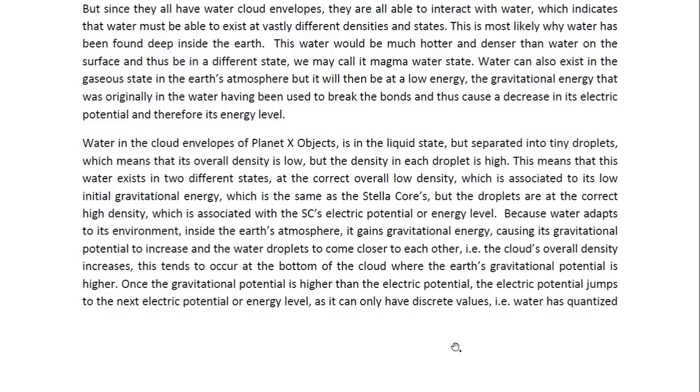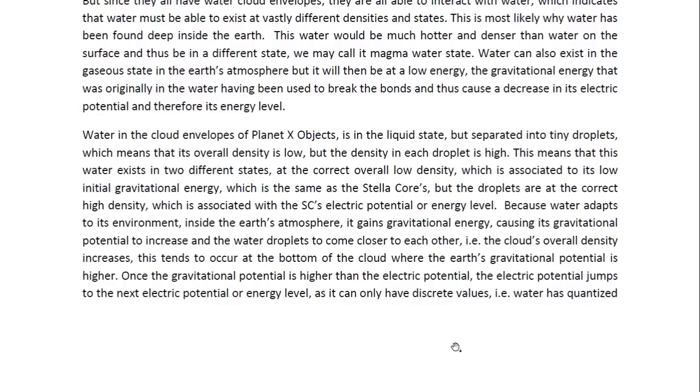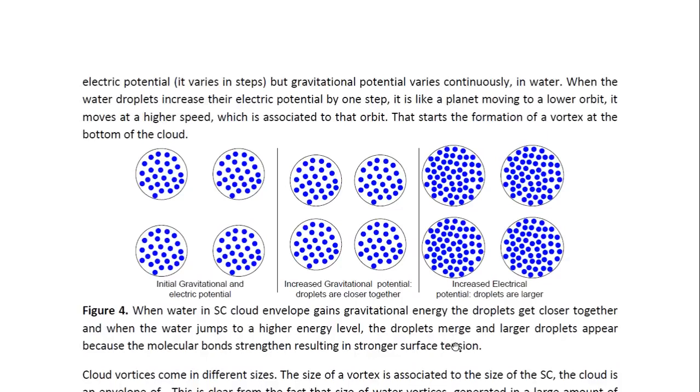Once the gravitational potential is higher, the electric potential jumps to the next electric potential or energy level, as it can only have discrete values. In other words, water has quantized electric potential. It only varies in steps. You can only move from one step to a higher step or to a lower step, but you cannot move to values in between.